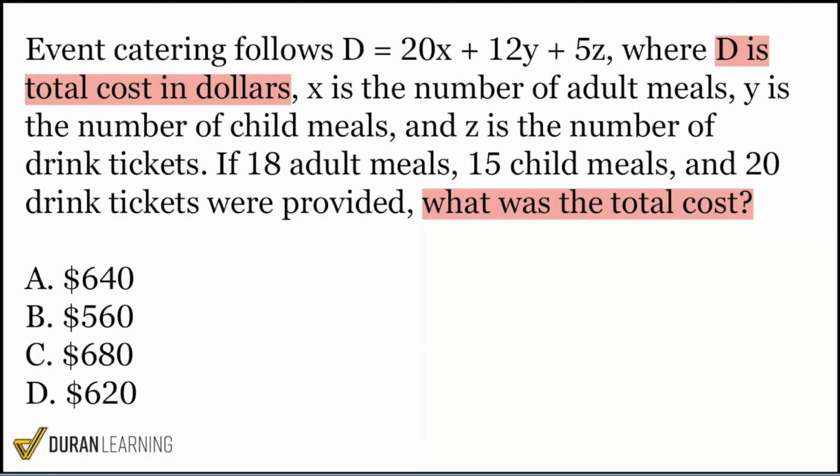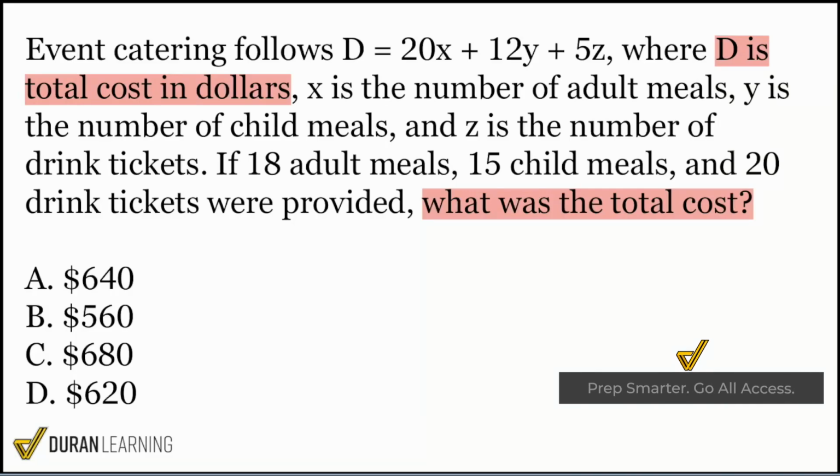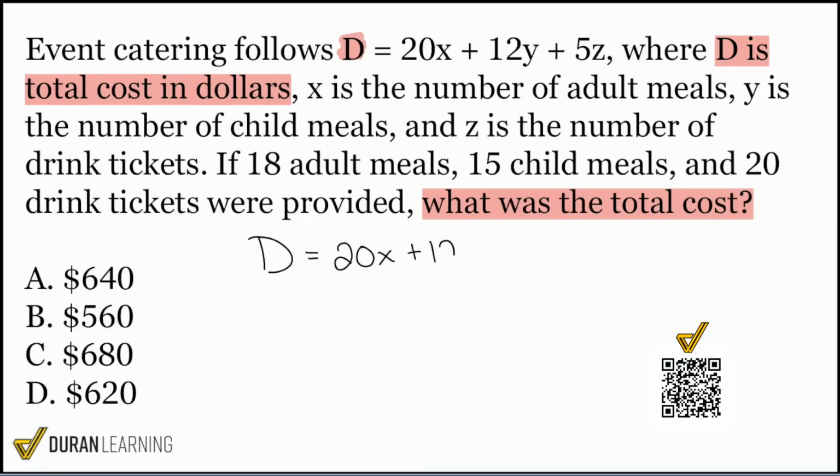So now that I know this, let's read through the other pieces of information. That way we can plug everything into the right place. So again, we are looking for D, which is the total cost. Let's write that out. D equals 20x plus 12y plus 5z. We also see that X is the number of adult meals, and here it says 18 adult meals. Y is the number of child meals, 15 child meals. And Z is the number of drink tickets, 20 drink tickets were provided.